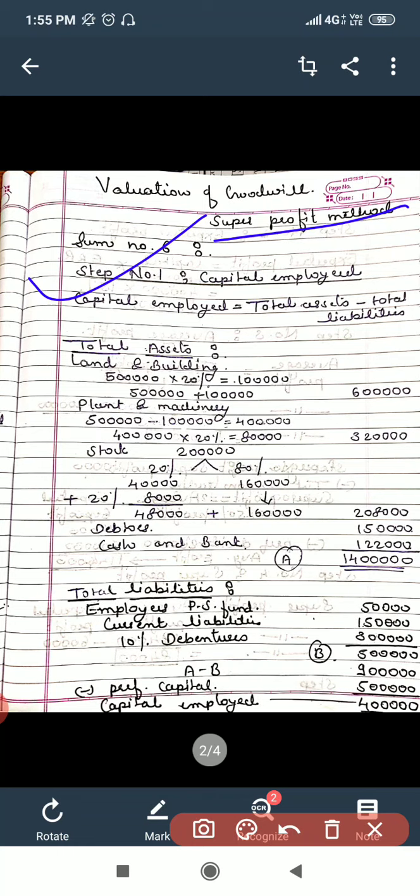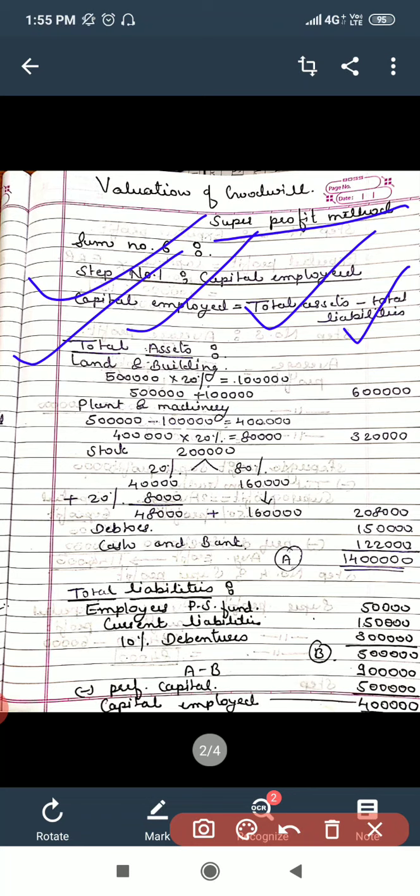How will you calculate capital employed? Capital employed is equal to total assets minus total liabilities. So let us start with our total assets. To calculate the total assets, we have to take the asset side of our balance sheet, and we will go in the sequence which is provided in the balance sheet.